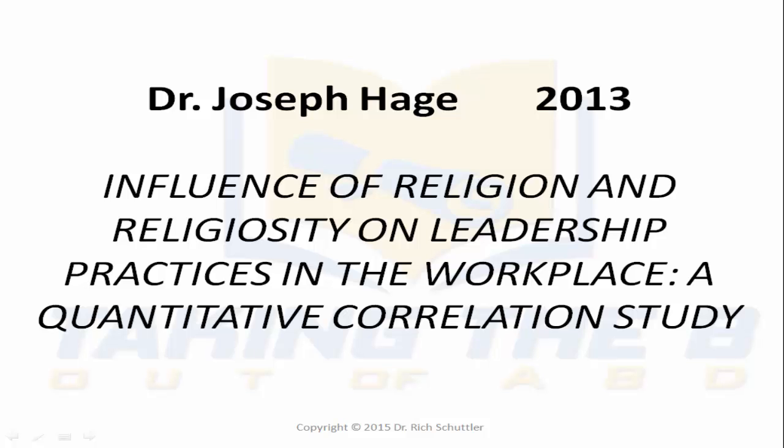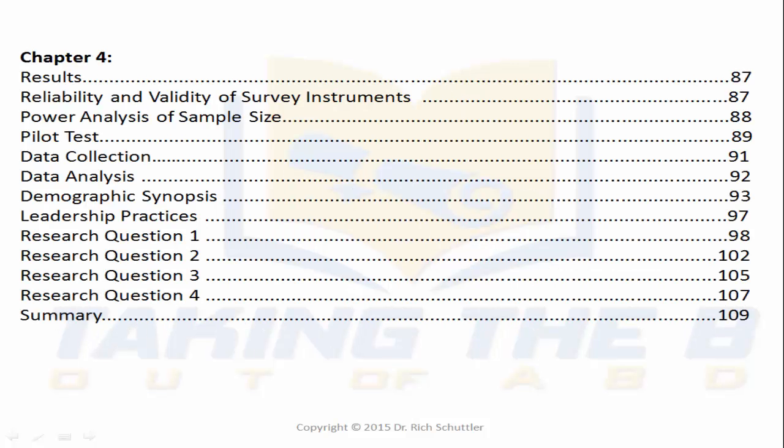Now, Dr. Joseph Hagee in 2013, in his dissertation titled Influence of Religion and Religiosity on Leadership Practices in the Workplace, a quantitative correlation study, has this as his table of contents. And this is what I wanted to show you in this lesson, that the table of contents, as you see, started on page 87 and ended roughly at page 110. How many pages is that? Exactly, just over 20 pages. You can see how he designed his chapter, and you can also gain a sense that all you're doing is writing about 20 pages for a Chapter 4.